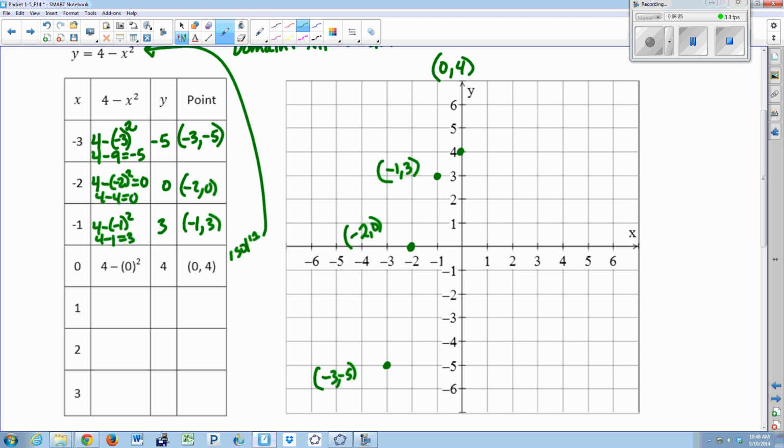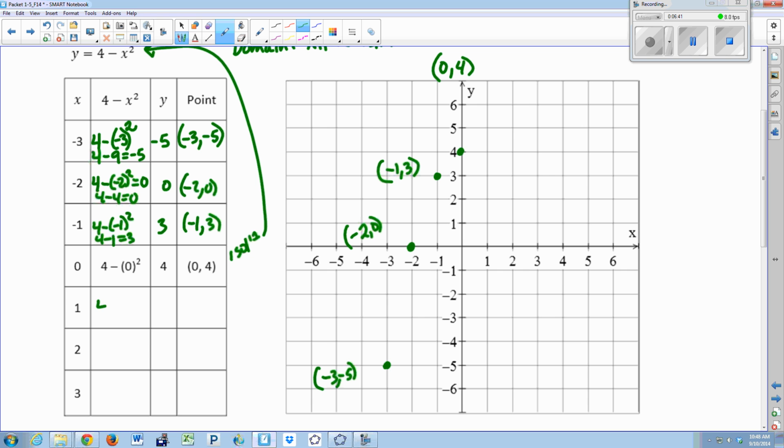Okay, so if this is a parabola, it means it has symmetry. So if I go to the left of this, well, we'll do that later. I can sometimes get ahead and want to tell you too much.